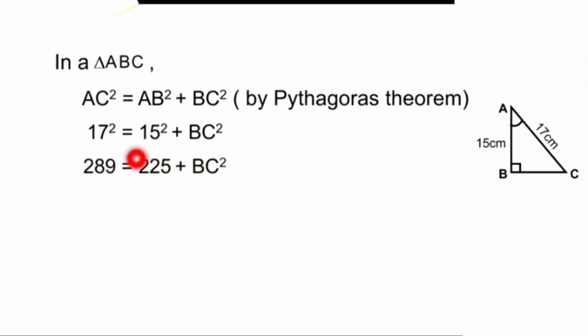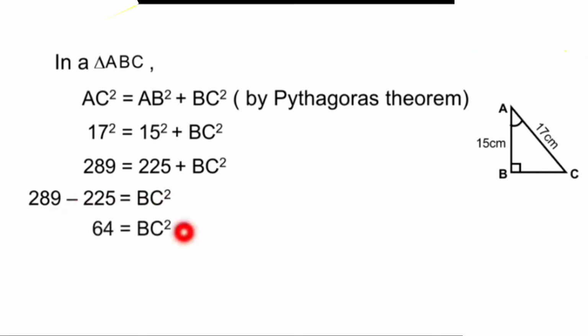Now let us shift 225 from RHS to LHS. Then we get 289 minus 225 is equal to BC square. By subtracting these two numbers, we get 64 is equal to BC square. Now let us shift square from RHS to LHS. Then we get square root over 64 is equal to BC.